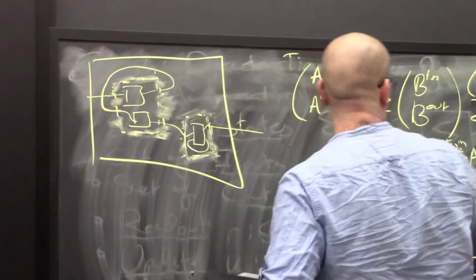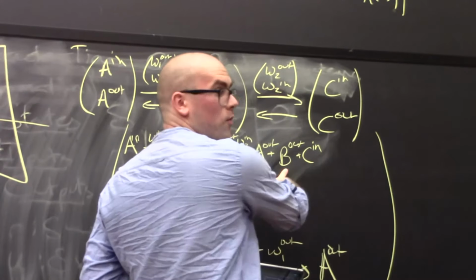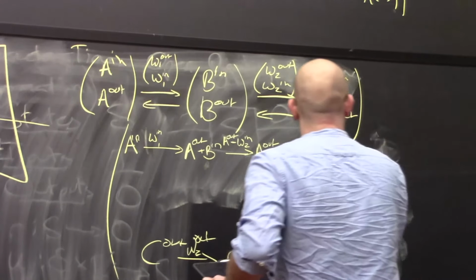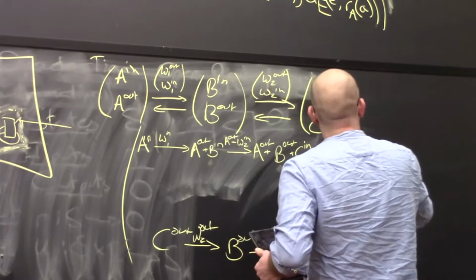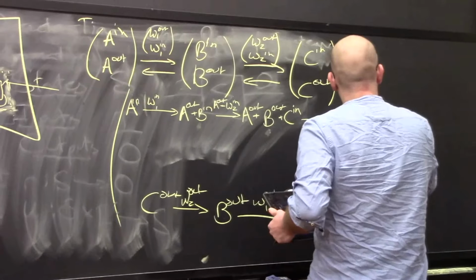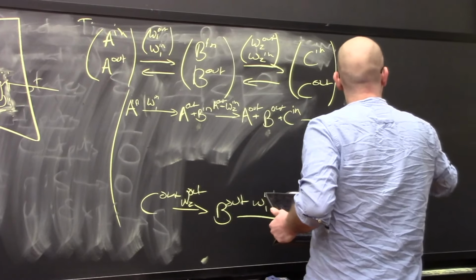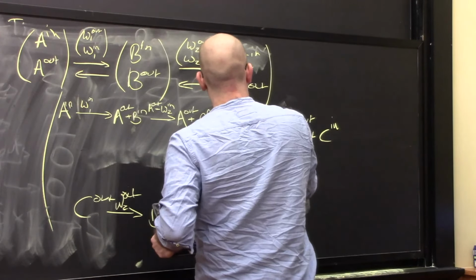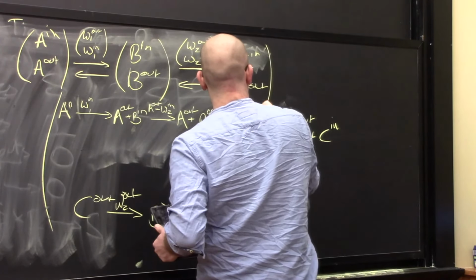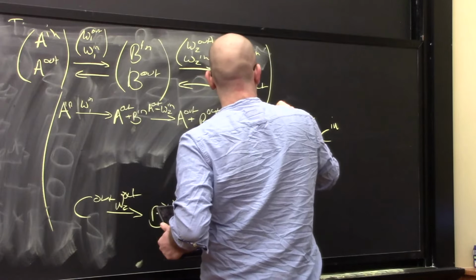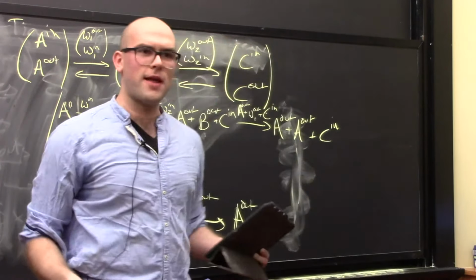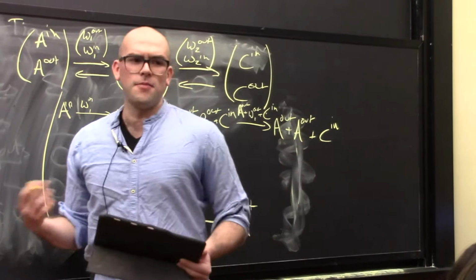So what we do is we compose again. So we have B out. We can get from there to A out plus A out plus C in plus W1 out, C in. And now here, I just have A out and A out. What does that mean? Well, I've double counted.